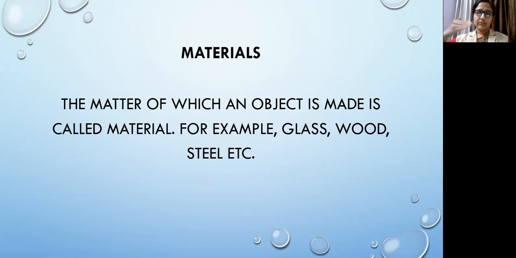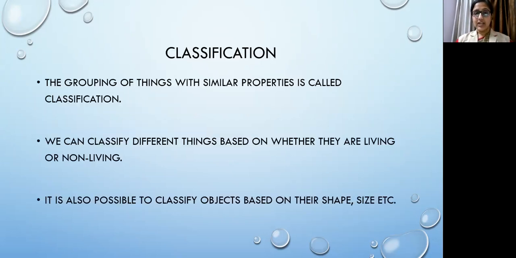So these are some characteristics. दोनों grow करते हैं, इसलिए मैंने उन्हें एक group में रखा है. So that is why this grouping is done with similar properties, and this is termed as classification. Okay, so what do you understand by classification? The grouping of things with similar properties is called classification.